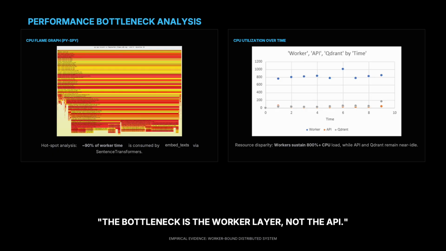This disparity indicates that the system is not limited by request handling or database performance, but by the compute-heavy embedding stage. This evidence leads us to believe that SIFT behaves as a worker-bound distributed system, where throughput is constrained by the rate at which workers can process embedding tasks, rather than the capacity of the API layer. This helps to explain the increased time to ready observed under higher concurrency and highlights the primary limitation of the current design.